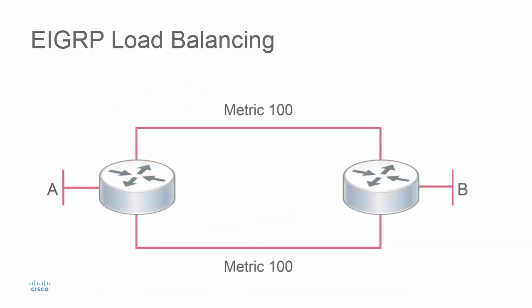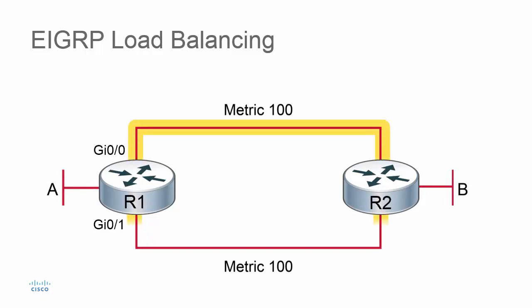Now let's look at an example. If you take a look at this topology, there are two layer 3 paths from network A to network B. It is a common customer expectation that if there are multiple devices and paths to a destination, all paths should be utilized. If the paths to a destination have equal costs, traffic gets load balanced by default. This statement is valid for all routing protocols, not just EIGRP.